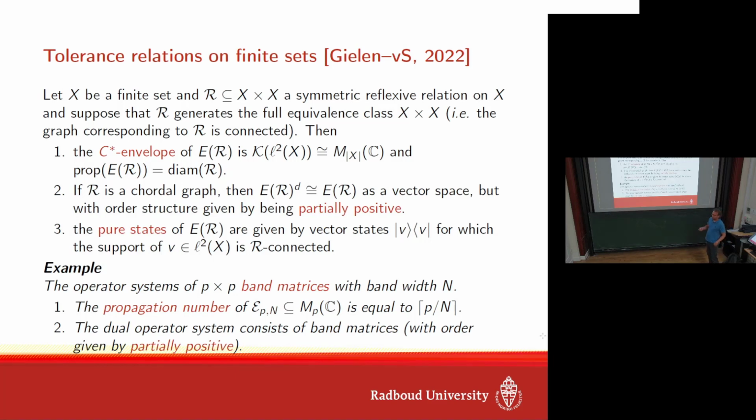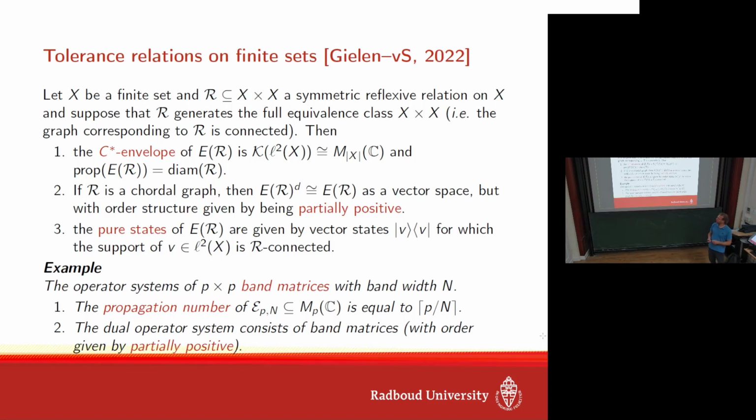So this means that if you look at the equivalence relation that is generated by R, then that's just saying something about the graph being connected. Being able to move through the graph, finding edges to go from one point to the other. The C-star envelope of this operator system in this case is then the compacts on L2 of X, but that's just matrices, so it's finite size matrices. The propagation number is actually just the diameter of the graph.